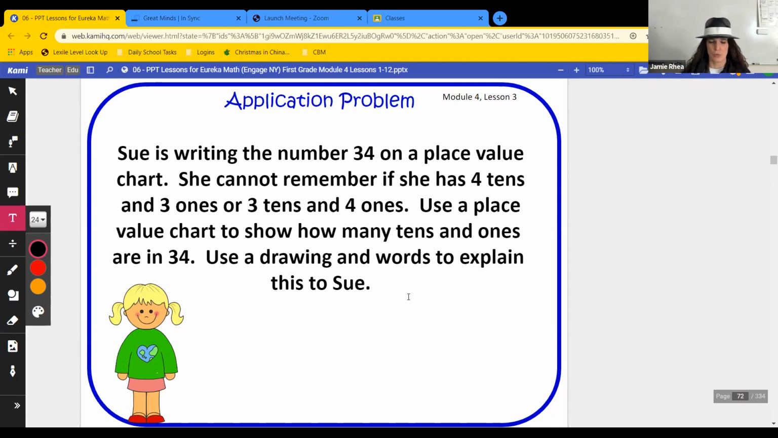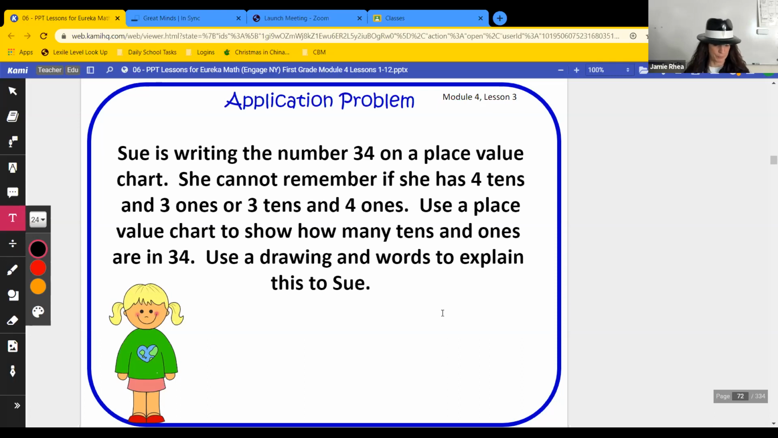Okay, so here we go. Sue is writing the number 34 on a place value chart. She cannot remember if she has 4 tens and 3 ones or 3 tens and 4 ones. Use a place value chart to show how many tens and ones are in 34. Use a drawing and words to explain this to Sue.